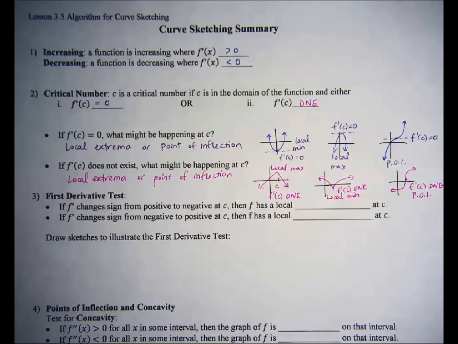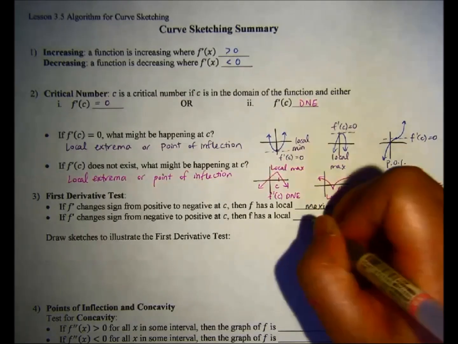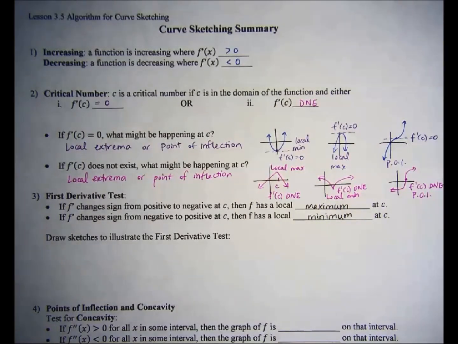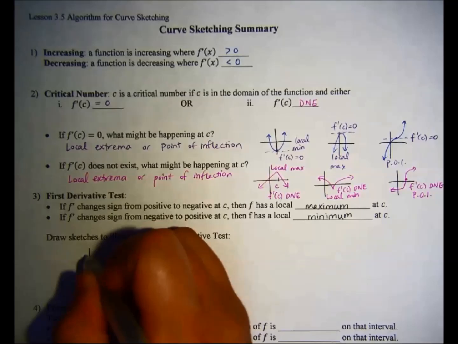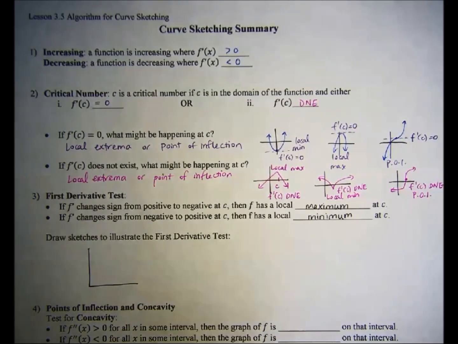Okay, keep in mind, if the first derivative changes signs from positive to negative at x equals c, then that means you're going to have a local maximum. And if it changes from negative to positive at x equals c, then you will have a local minimum. Okay, so it's always easiest for sketches just to give a parabola as a very simple example.